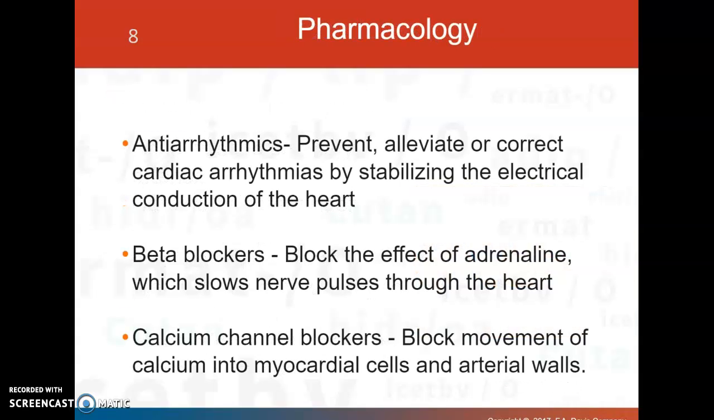Okay, when we talk about drugs given, or pharmacology, for heart conditions, an antiarrhythmic is given to prevent or alleviate or correct cardiac arrhythmia. So somebody with an abnormal heart rhythm is going to be on an antiarrhythmic, which makes sense, right? Beta blockers and calcium channel blockers are both given for high blood pressure. Beta blockers block the effect of adrenaline, which slows nerve impulses through the heart. And calcium channel blockers block the movement of calcium into myocardial or heart cells and arterial walls, and that's how they help lower blood pressure.